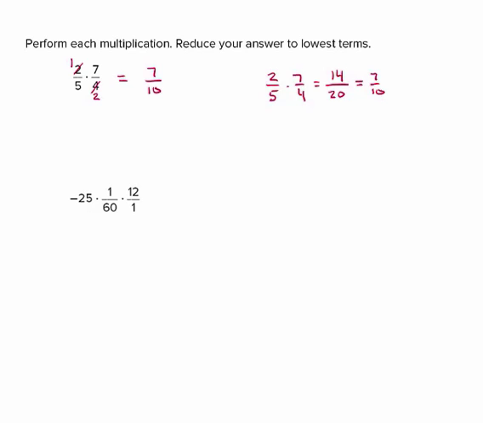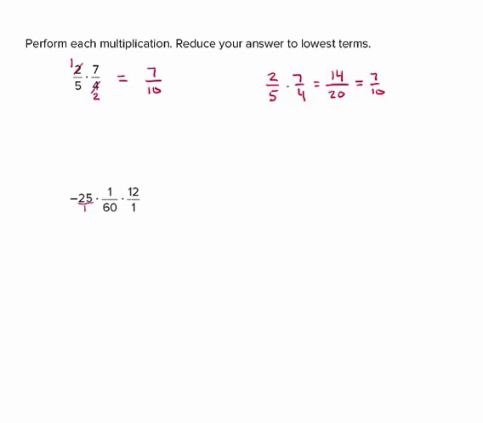We'll see a similar idea with this next question. The negative 25, don't forget, is equivalent to negative 25 over 1. In other words, just emphasizing that the negative 25 is in fact in the numerator and not in the denominator.